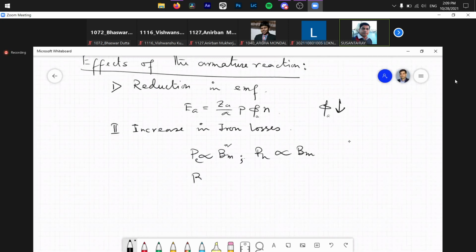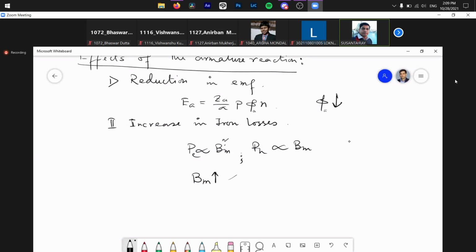Now, if Bm is increased due to the armature reaction, that means the PE plus PH, that we can say PI, will increase. So that is the next effect.